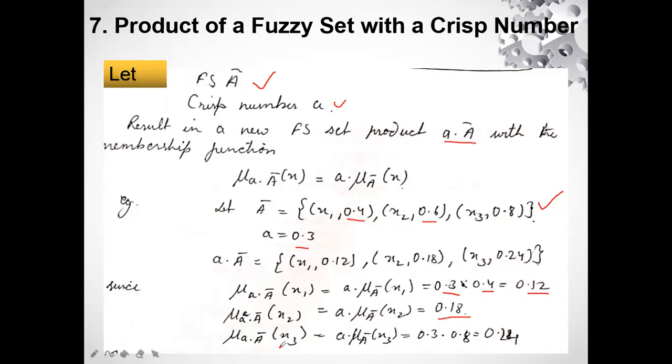Now the third thing, mu A dot A bar for x3 means A multiplied by mu A bar of x3. That is equal to 0.3 multiplied by 0.8, which is 0.24. So the final fuzzy set A dot A bar will be x1 is equal to 0.12, x2 is equal to 0.18 and x3 is equal to 0.24. Okay.